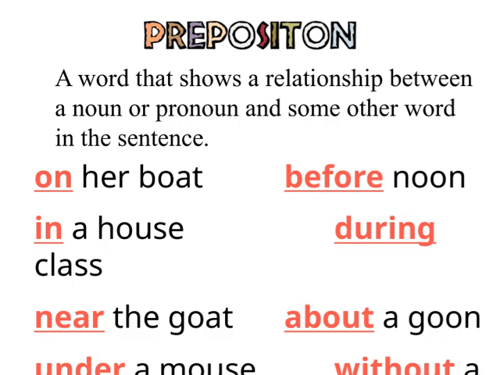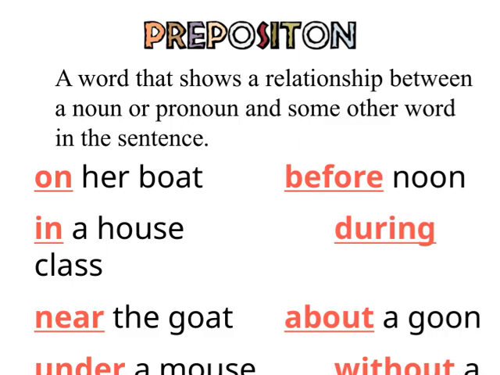"About a goon" introduces the topic or subject we're discussing. "Under a mouse" again signals a position, this time underneath something. And "without a pass" shows absence or lack. It's telling us something is missing or not available. The key takeaway here is that all these phrases include words that establish relationships, whether they indicate location, time, topic, or absence. These words are essential because they help us add detail and clarity to our sentences, making our communication more precise and meaningful. This concept ties into the overall theme of understanding how words work together to form well-structured, informative sentences.